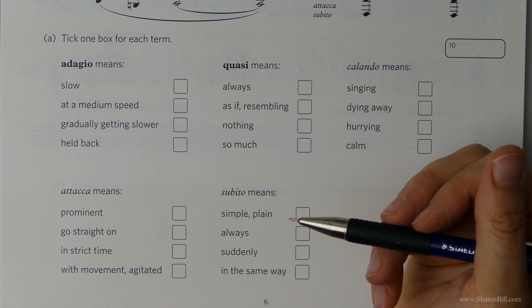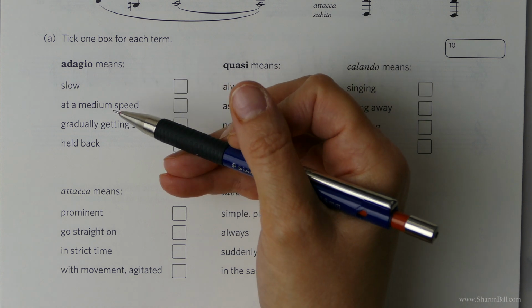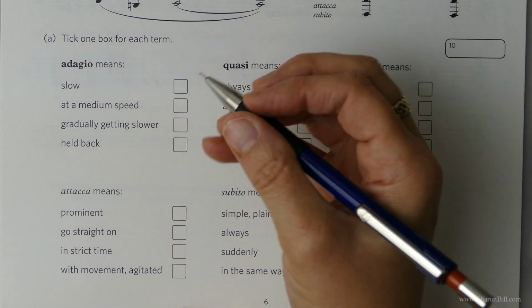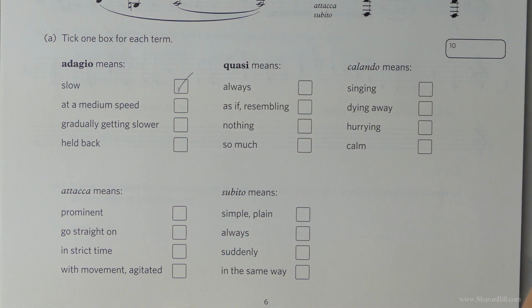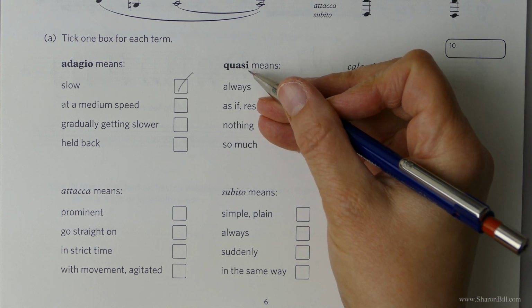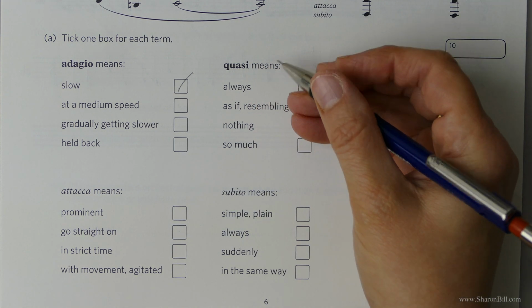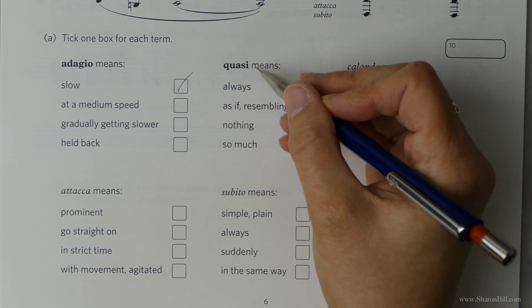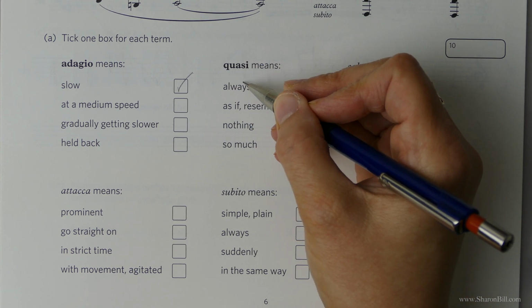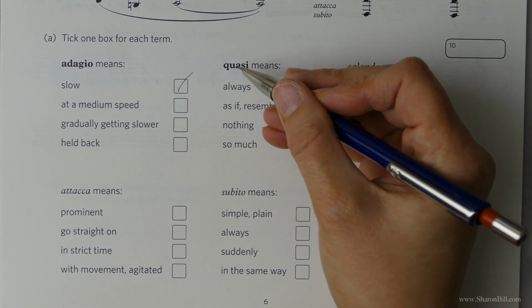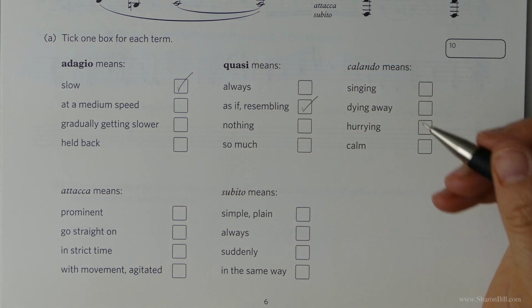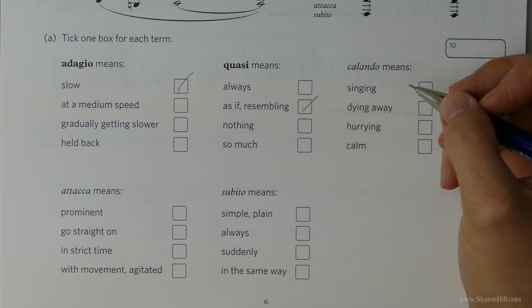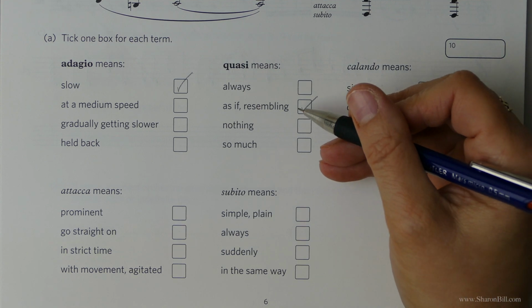So let's have a go at these. Adagio, you first got this way back in grade 1, that means slow. Quasi is as if, resembling. I think that's not too difficult a word. That still crops up in general conversation, sort of like an ish sort of word. Ish, that's a terrible definition, but that's what works for me.